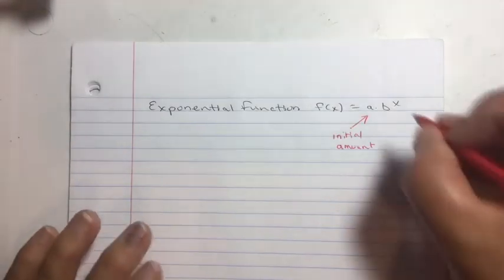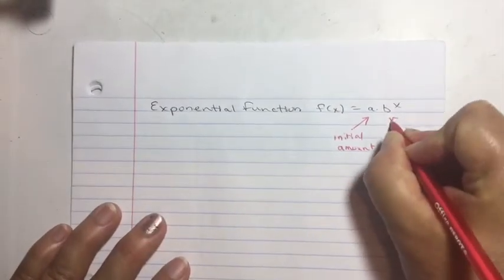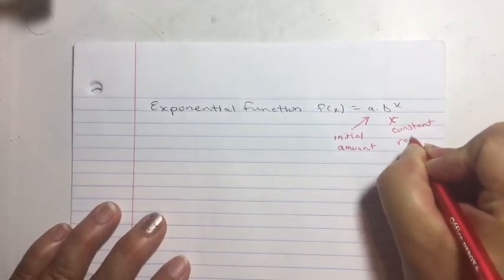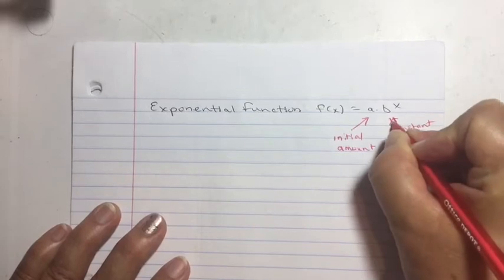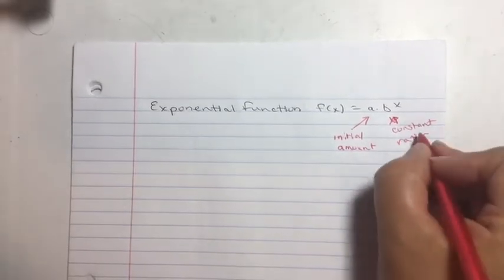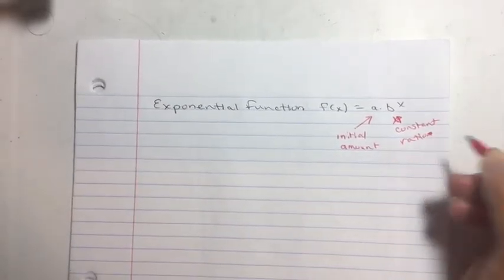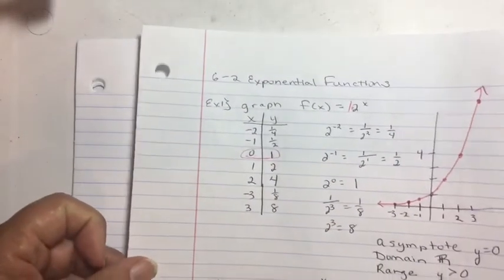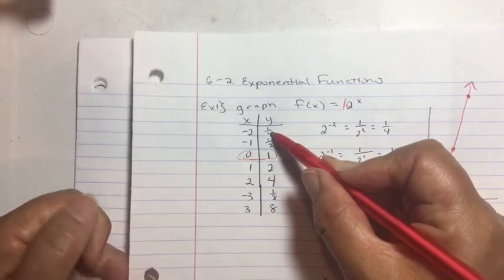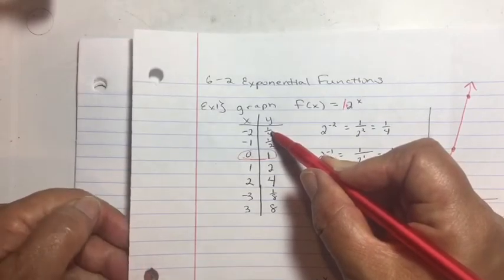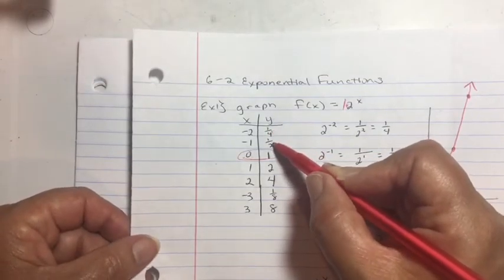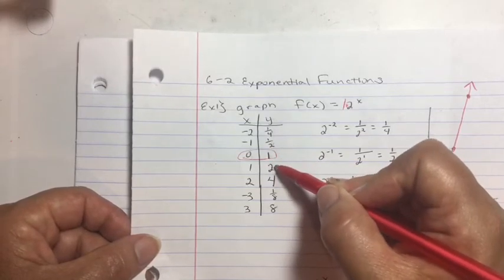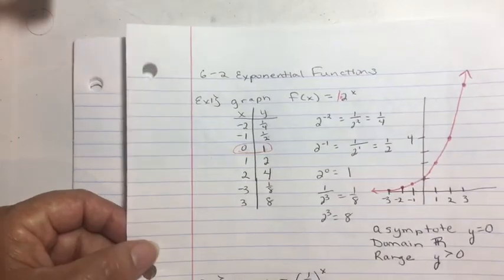Okay. B is going to be your constant ratio. And your constant ratio is what it's going up or down by, what it's being multiplied or divided by. So like back to example 1, if I took the quarter and multiplied it by 2, I got a half. A half times 2 is 1. 1 times 2 is 2. 2 times 2 is 4, etc.